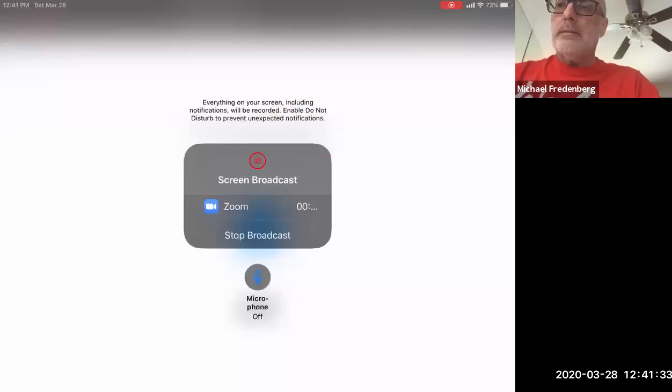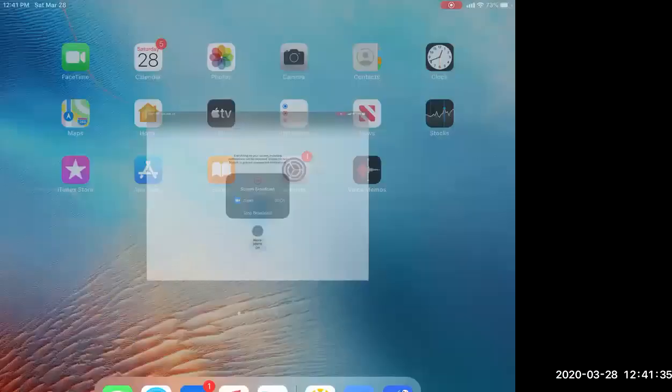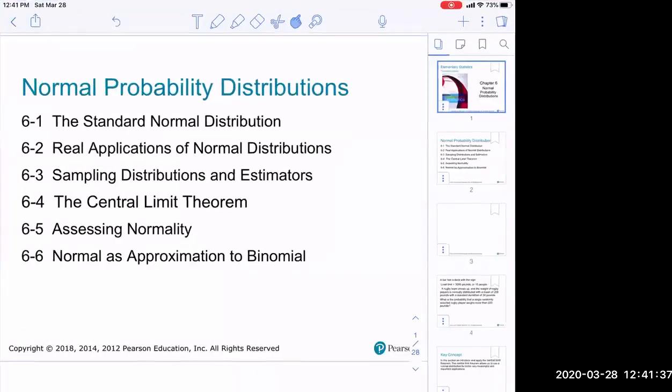Okay, we're going to do section 6.4, at least the first part. I've done the two examples in part B. So here's 6.4. We're going to talk about the central limit theorem.